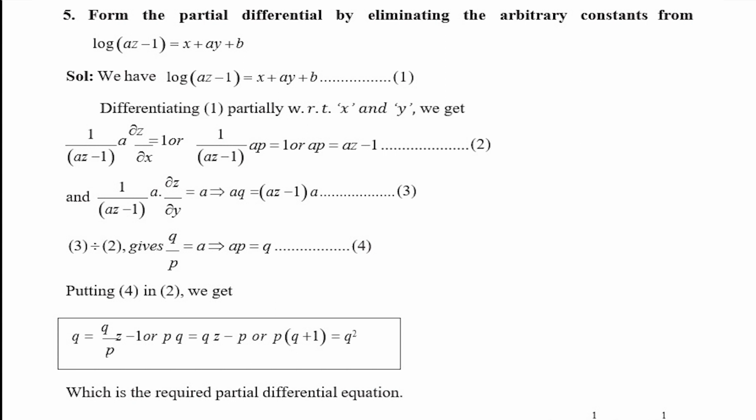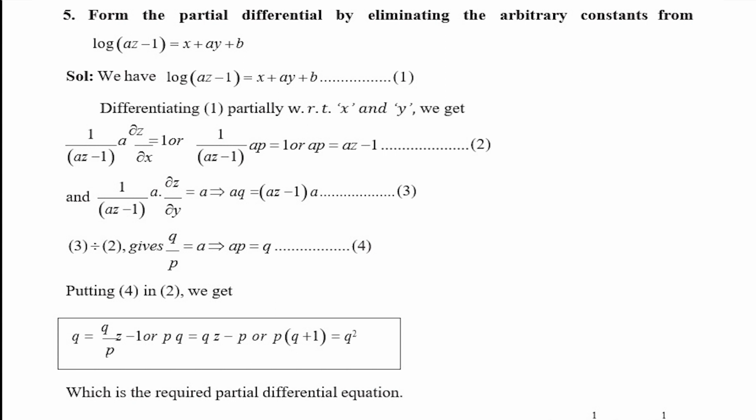Similarly, you have to differentiate equation number 1 partially with respect to y. We get 1 by (az minus 1) into a ∂z/∂y equal to a. This implies aq is equal to (az minus 1) into a. You have to divide equation number 3 by 2, which gives q by p equal to a. From this ap equal to q.